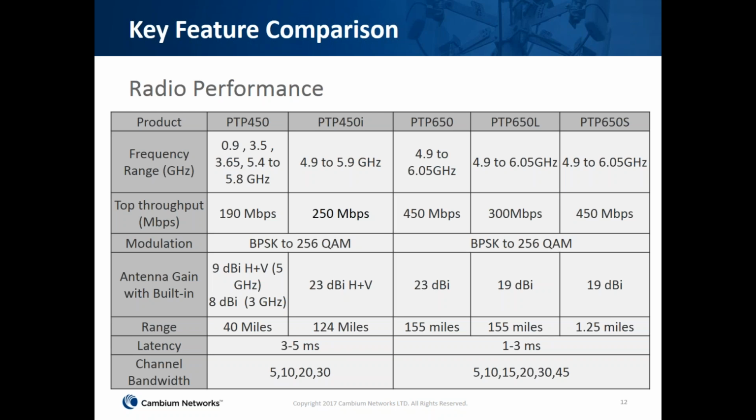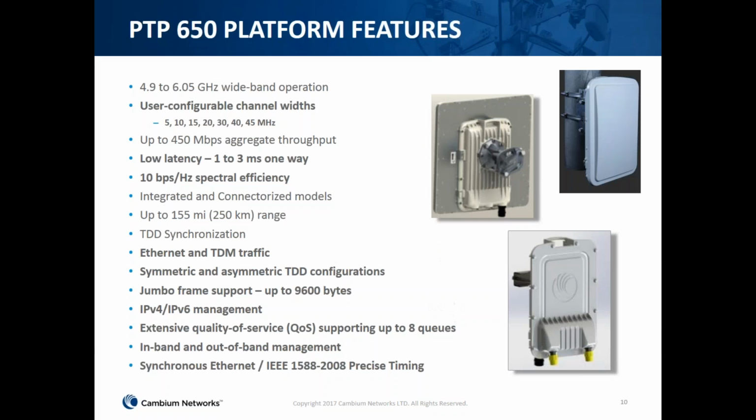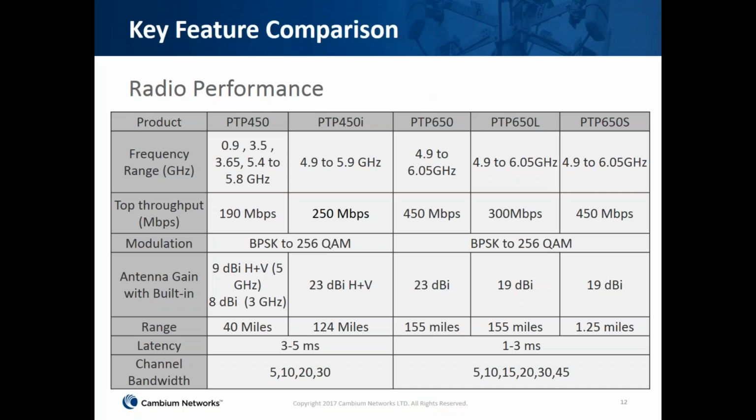The standard PTP 650. We also offer a 650L, which has a small form factor antenna. If I go back a slide, you can see the picture in the upper right of the small form factor antenna. That's the 650L. And then the 650S is really a combination of features best tailored to the small cell backhaul market and is used for things like 4G backhaul with its built-in 1588 and synchronous Ethernet timing. So 650S is really tailored for that small cell backhaul market.